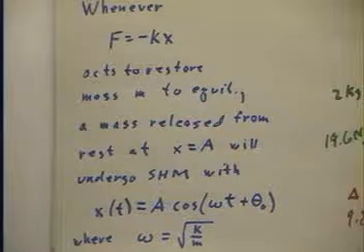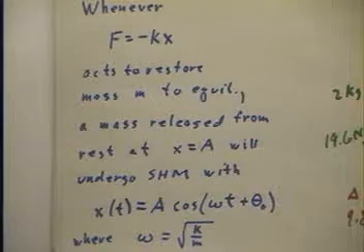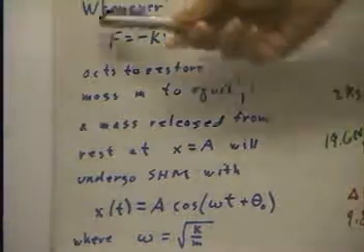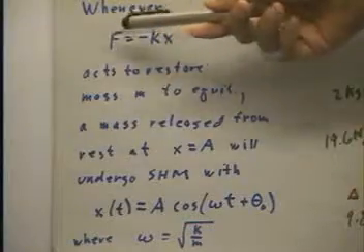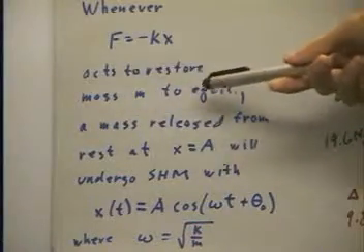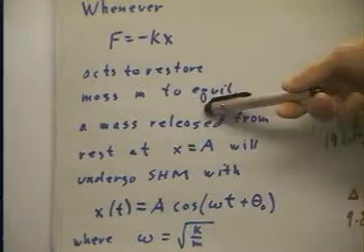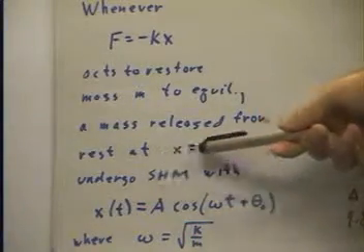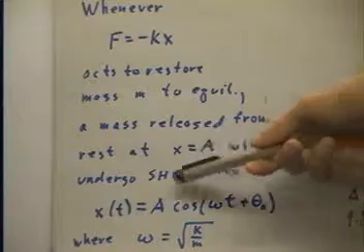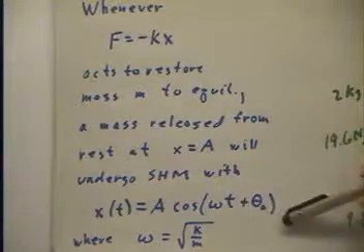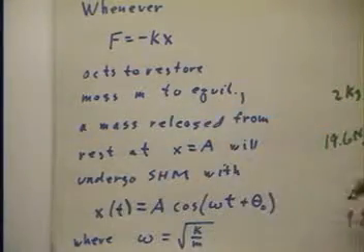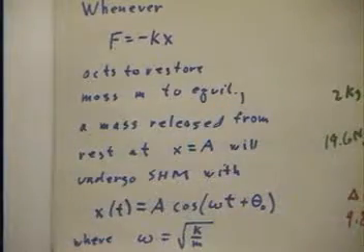Recall from last time that the basic tenet of simple harmonic motion is that whenever F equals negative kx, where this is the net force acting to restore a mass m to an equilibrium position, then if you take a mass and release it from rest at x equals a, that mass will undergo simple harmonic motion with this function, describing the position of the object as a function of time.